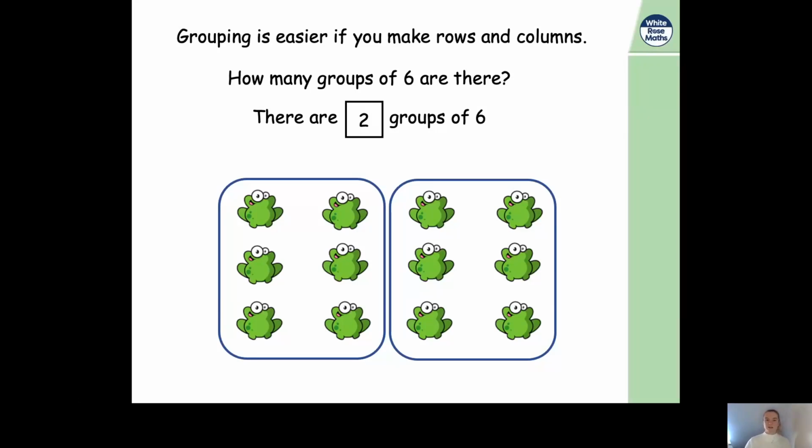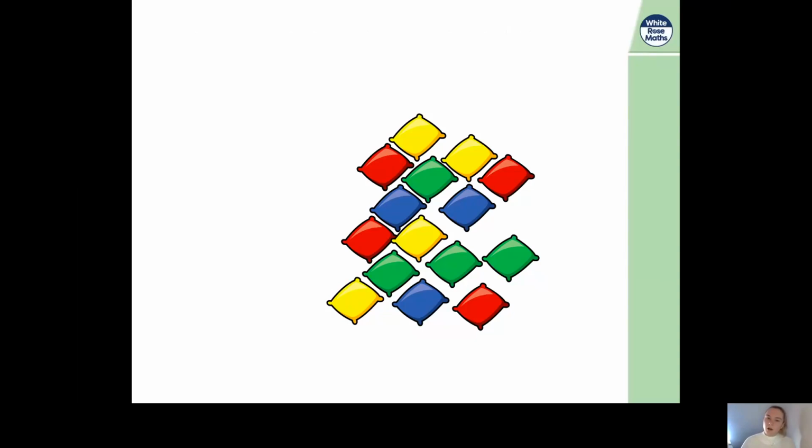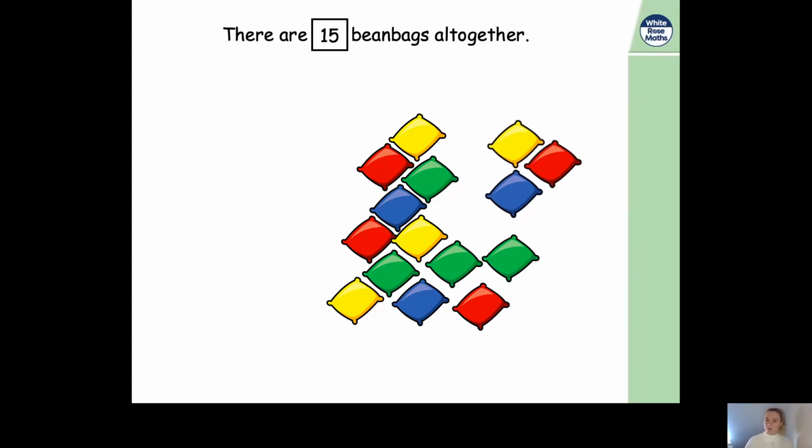Fantastic. Okay, now our objects are not always in a nice pretty array like the frogs were. Can you see in these beanbags? They're all over the place, aren't they? How many beanbags are there all together? Should we count again together? So we've got 1, 2, 3, 4, 5, 6, 7, 8, 9, 10, 11, 12, 13, 14, 15. There are 15 beanbags all together. Now I'm going to put these beanbags in some groups. Are you ready?